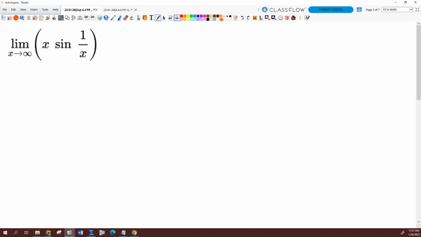Okay. What about this one? We don't have to do the whole problem, but let's just practice the first step. What would my first step be on this one?